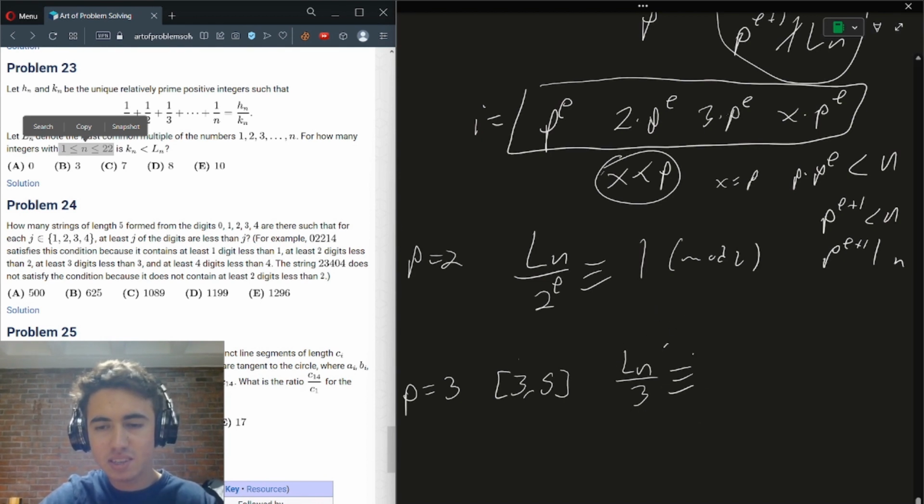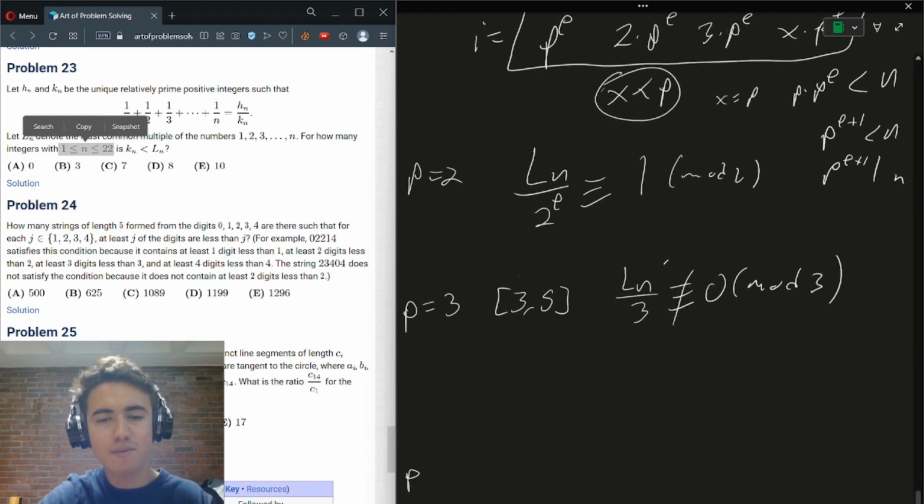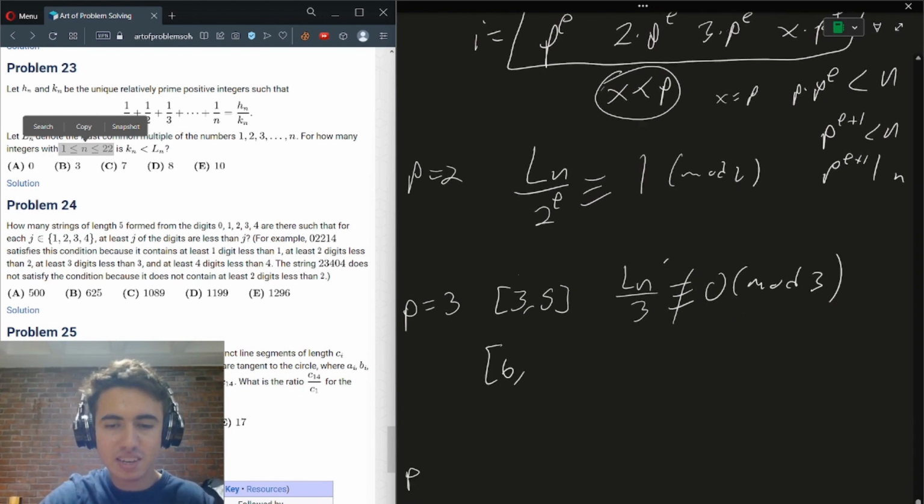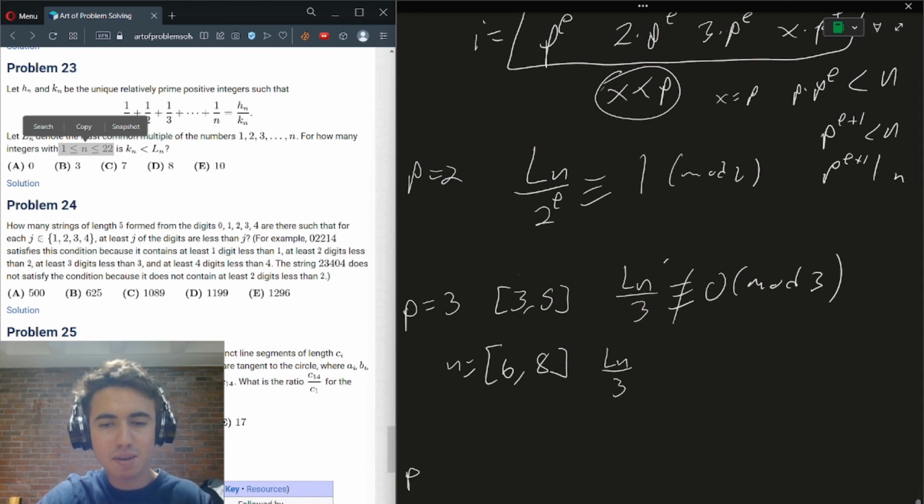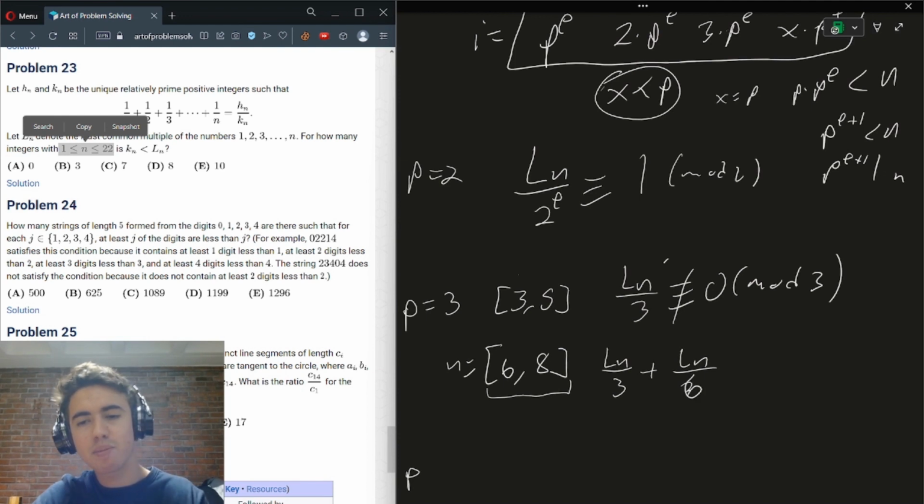But anyway, we know this is non-zero mod p, mod 3. So then this will never work. However, what about the case from 6 to 8, right? We're saying n is equal to 6 to 8. In this case, I has two different values such that the terms will be non-zero. You have ln over 3, once again, because 3 is still the highest power that divides any of 6 through 8. But also 6, which is 2 times 3, will once again cancel out all powers of 3, but it will also be non-zero. And you can see that this will always be equal to 0 mod 3.